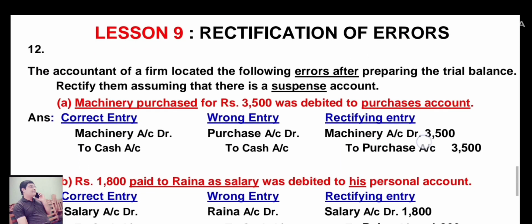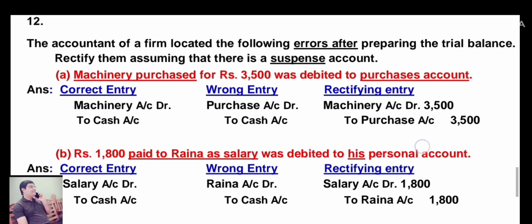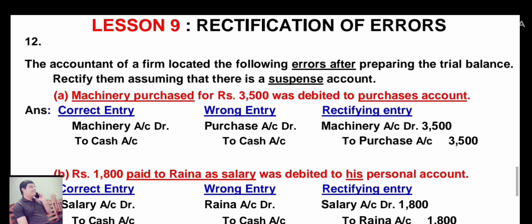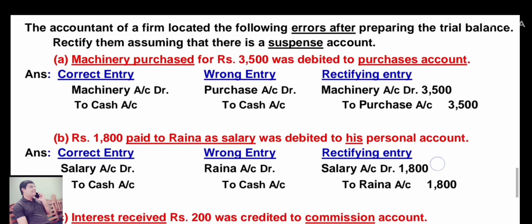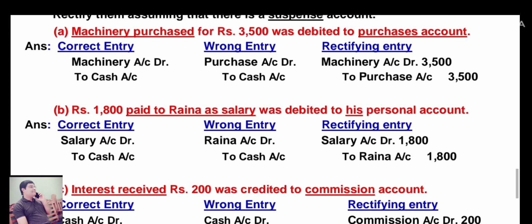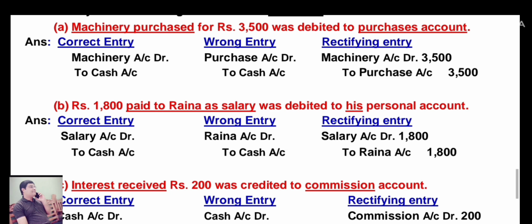Next, question number 12. Errors after preparing the trial balance, and you have to use the suspense account wherever it is necessary. So the first question is, machinery purchased for rupees 3500 was debited to purchase account. So machinery purchased, and instead of putting it in machinery account on the debit side, he wrongly debited the purchase account. So what is the correct entry for machinery purchase?